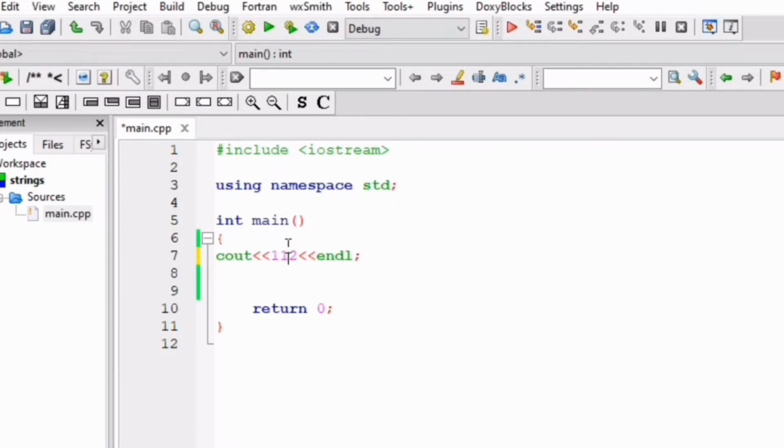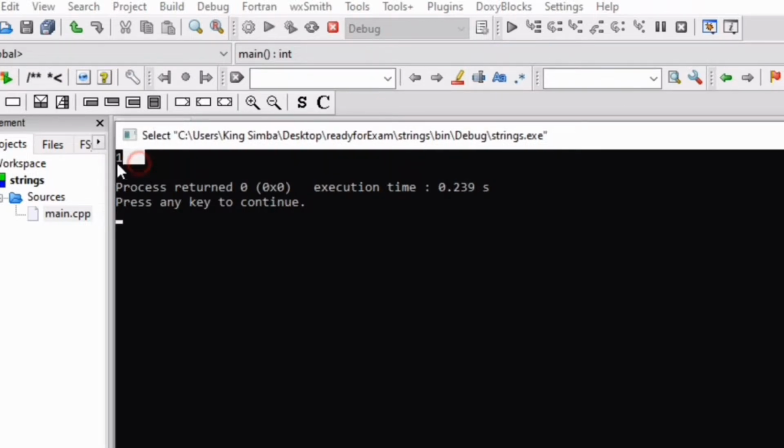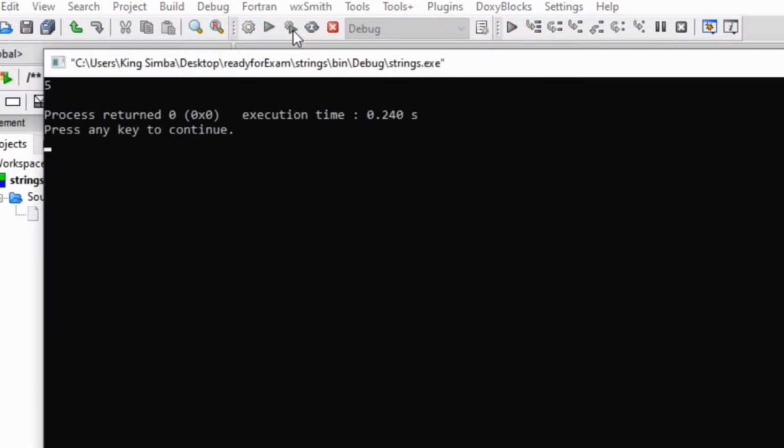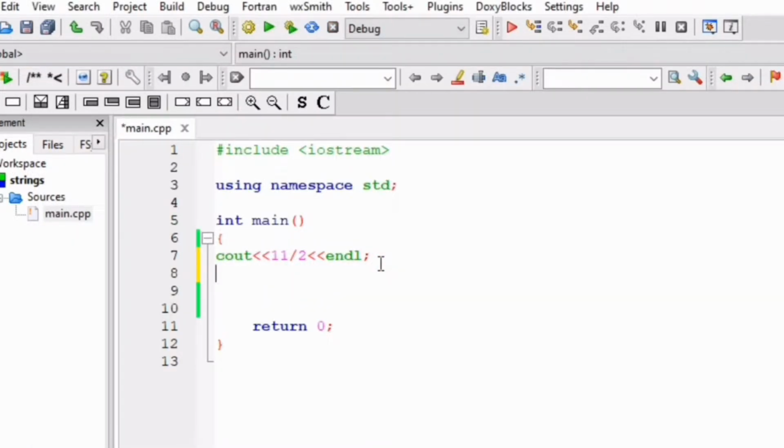Let's find the modulo of 11 modulo 2. The answer is supposed to be 1. Let's see this. The answer is 1. Let's divide. I want you to see something. You can see the answer is 5. But everyone knows that 11 divided by 2 is not 5. The answer is 5.5. But that is the bad part of integers. Integers do not give decimals. So an answer without a decimal is a whole number.